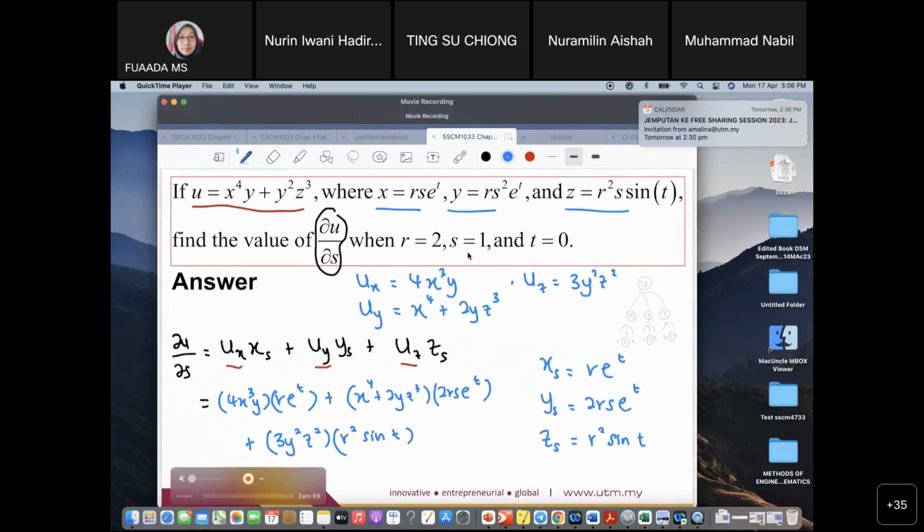So now look at the question. They ask you to evaluate. Okay, find the value of the del u over del s when R2 S1 T0. So you have to substitute R S T using the particular value given, because the expression you get now is in terms of X and Y and also Z. Then you have to evaluate each of the X, Y, Z using the R S T provided.